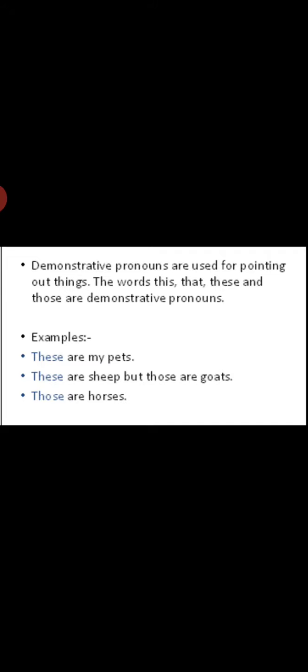Now move on to the next one, that is demonstrative pronouns. It points out a specific person, place, thing or idea. They are this, that, these, those. Read out these examples.